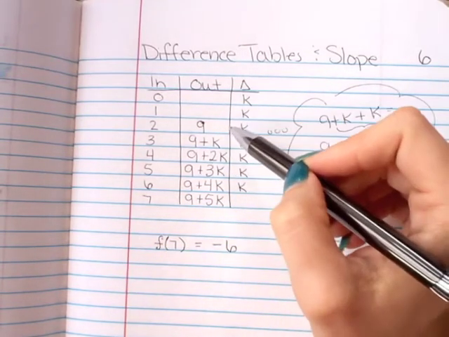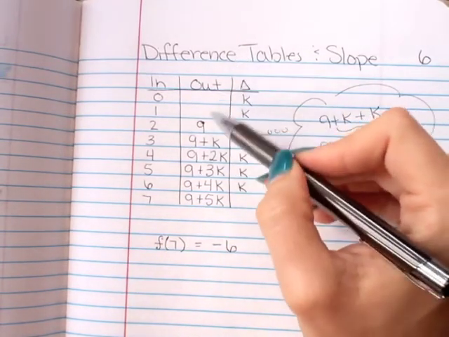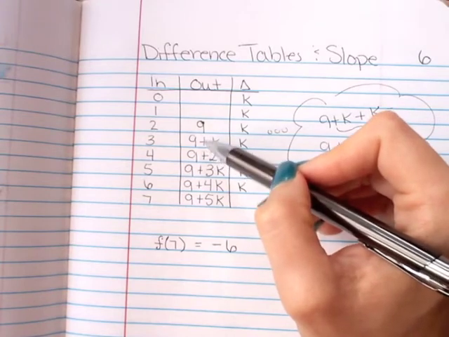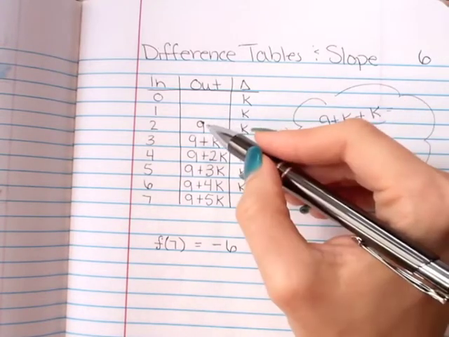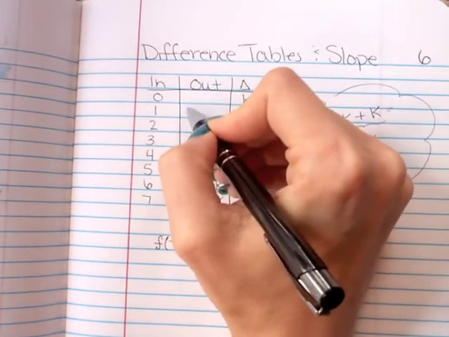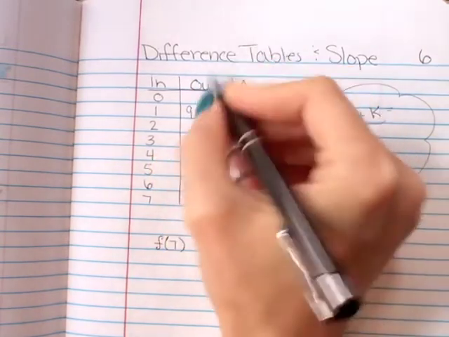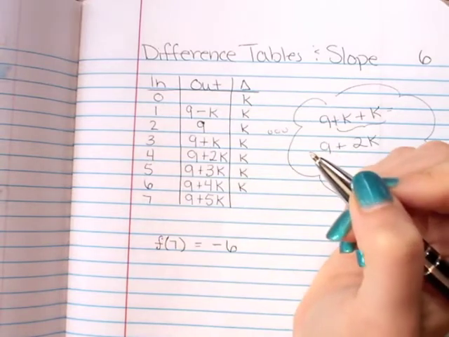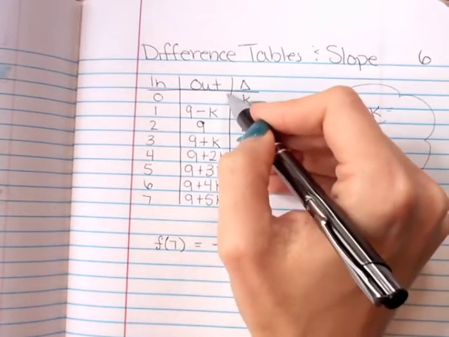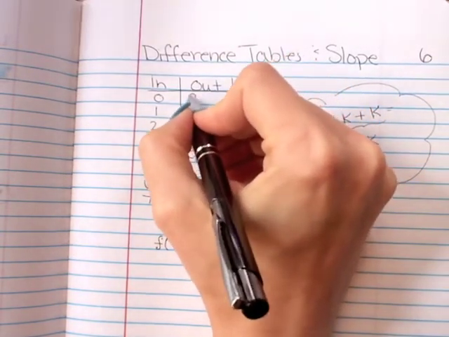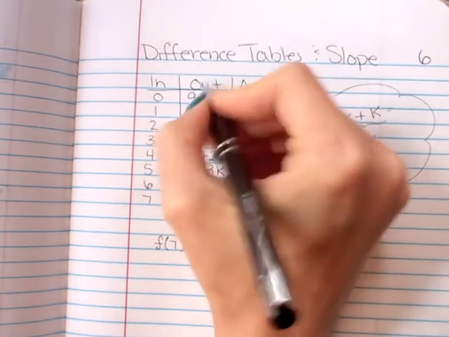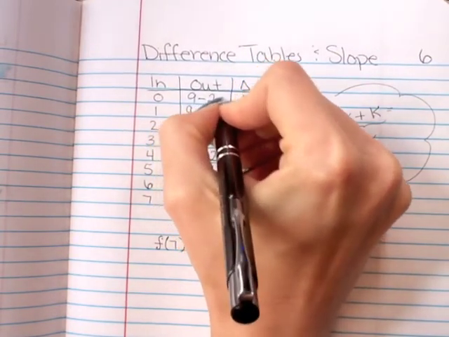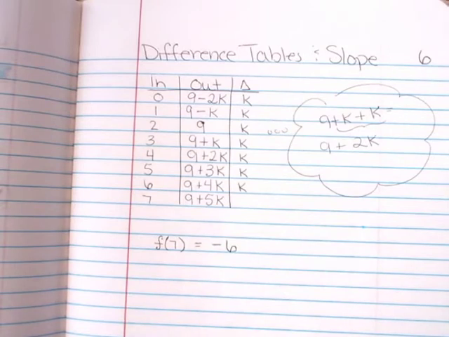I could use this same rule to go backwards. So if I added k to get to the next output, to get to the previous output, I could subtract k. So if I wanted to know the value for input 1, I could say 9 minus k. Or if I was going to subtract k again to get back to input of 0, I could say 9 minus 2k. And that would give us our output for our input of 0.